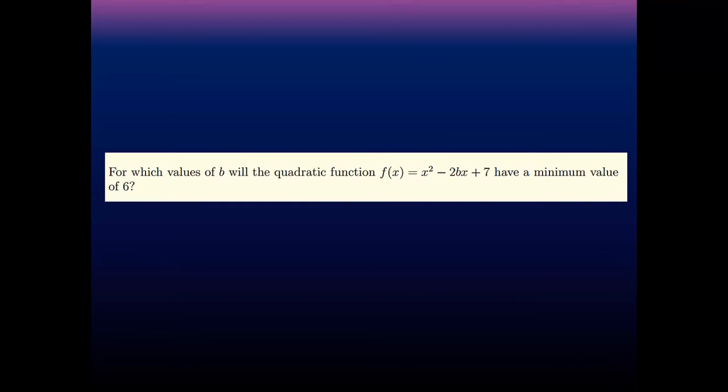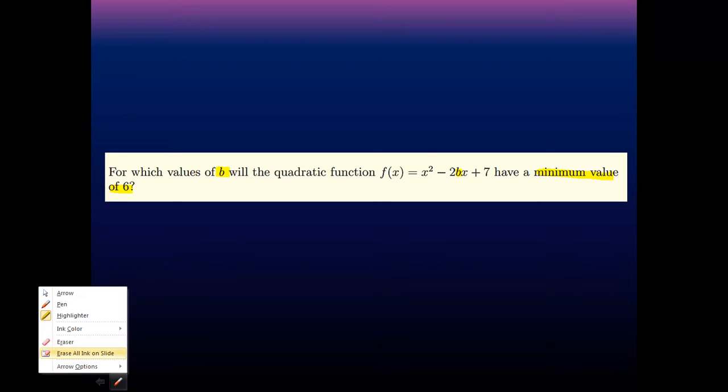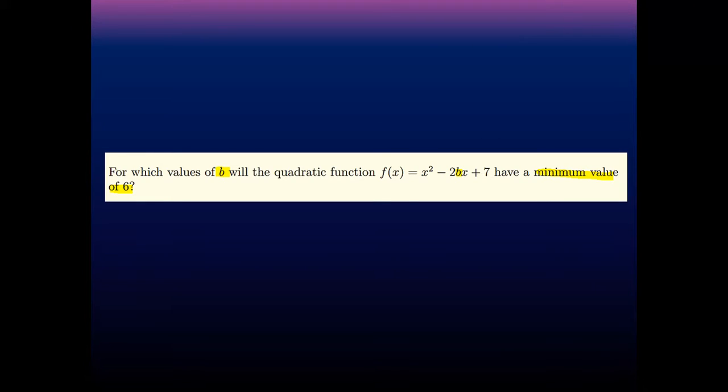For which values of b will the quadratic function f of x equals x squared minus 2bx plus 7 have a minimum value of 6? So we're asked to find the value of b. They could have used some other variable here, k or p or m, whatever. For which value of b will this function have that minimum?